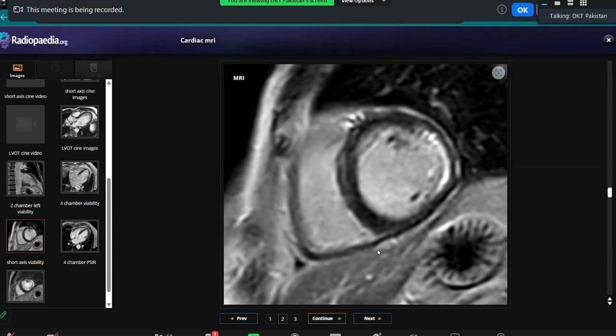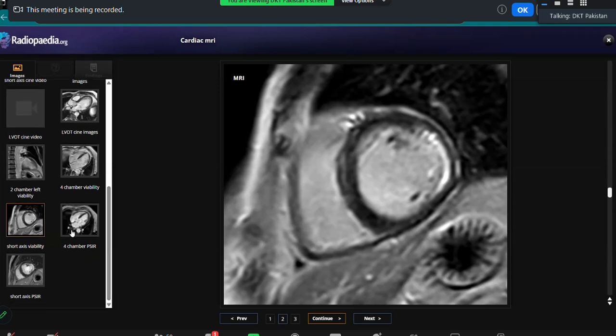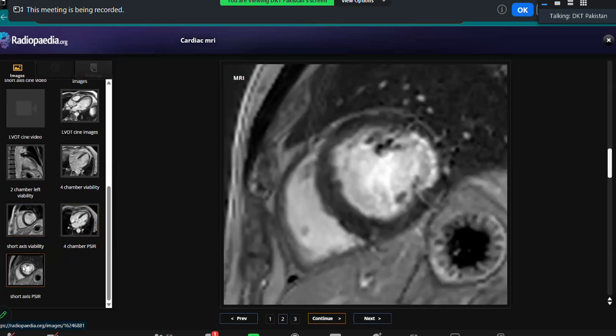So approach towards a case is really important. See all the available images, or all the essential images, and then go for your diagnosis. You should ask for these images. So in a case like this, you should ask for the late gadolinium sequence. The diagnosis is not complete without it. So it is a good, excellent diagnosis, but you should ask for these sequences before giving a diagnosis like that.